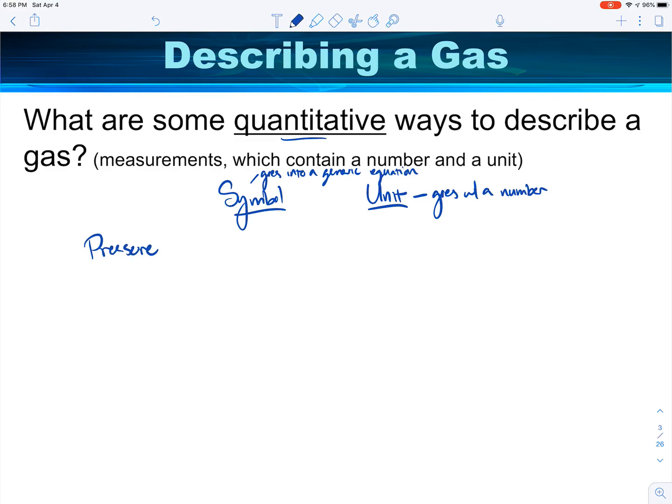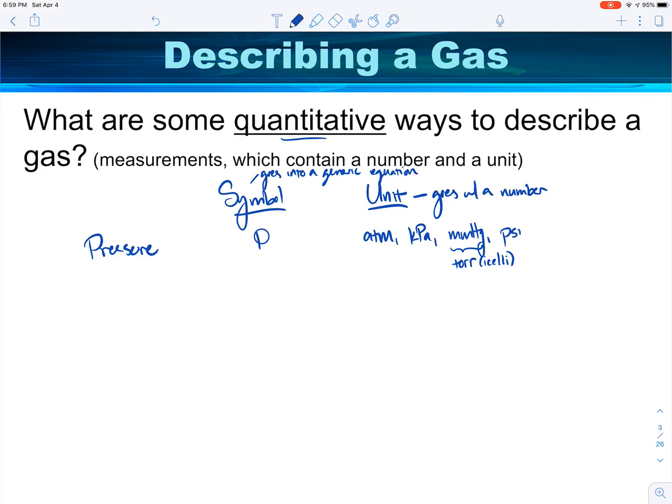The symbol for that is what? Good. P, and the unit, there's lots of units, atmospheres. Okay, those are the most common ones. Just FYI, millimeters of mercury is sometimes also called torr. Can you think about why that might be? Because the man who made the first barometer was named Torricelli. Okay, so 760 millimeters of mercury is the same as 760 torr.